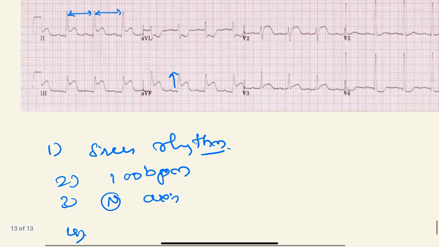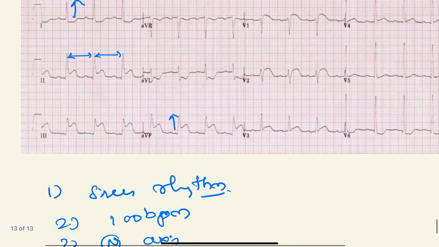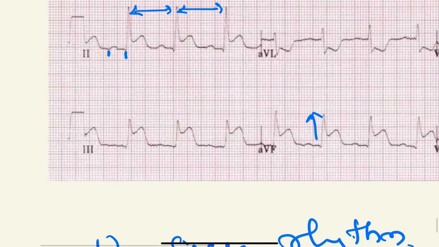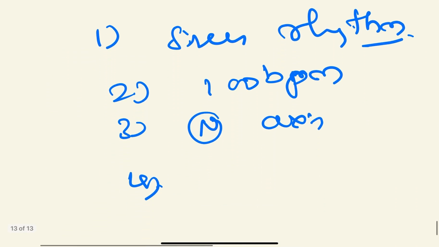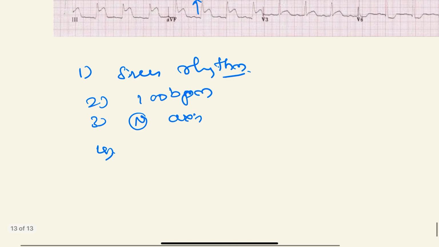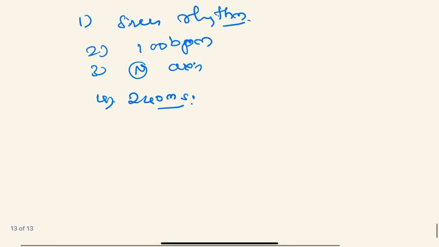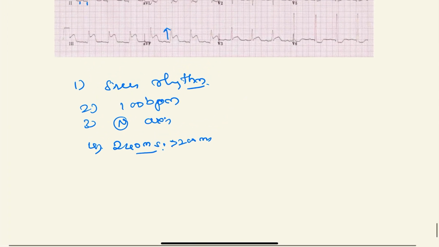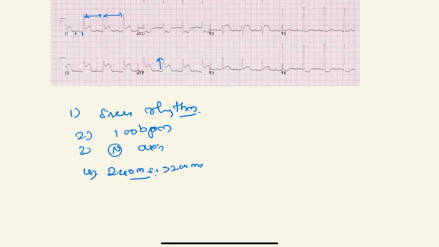Next, intervals you have to see. Intervals, then segments. First interval is PR interval. See, look at here, PR interval. PR interval from here to here is almost 1, 2, 3, 4, 5, 6 boxes. 6 means 240, almost 240 milliseconds, which is more than 200. So obviously there is prolonged PR interval.